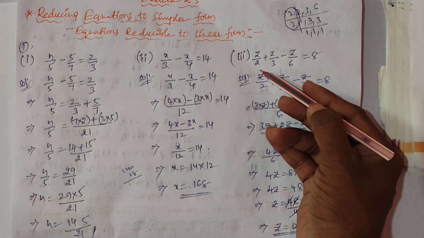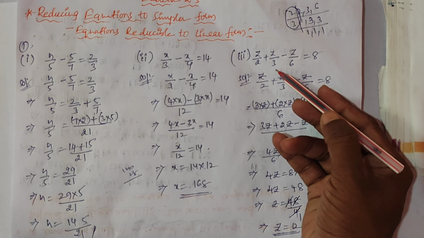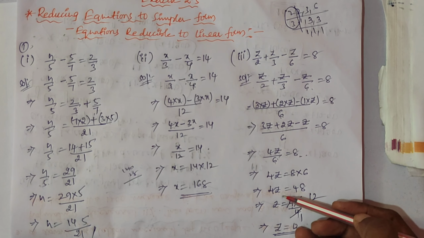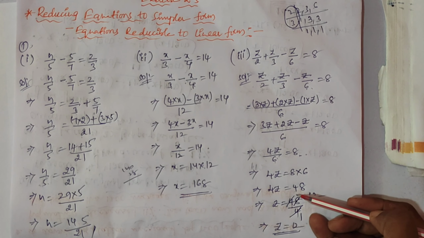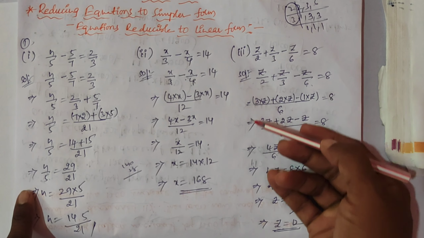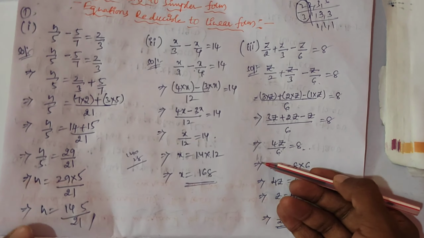So here we have to know compulsorily how to find the LCM of the denominators. If you know the LCM, then only you will get the answer. Right, this is about question number 3. Next, question number 4.